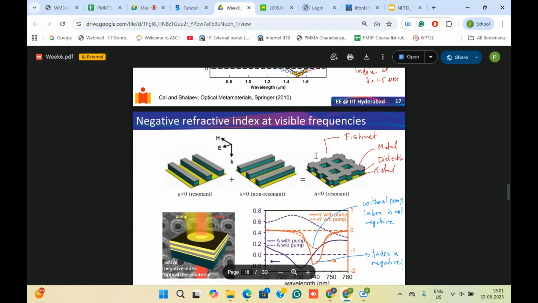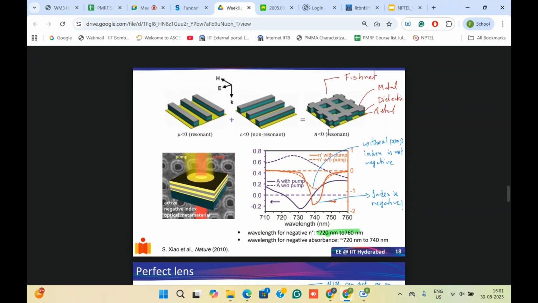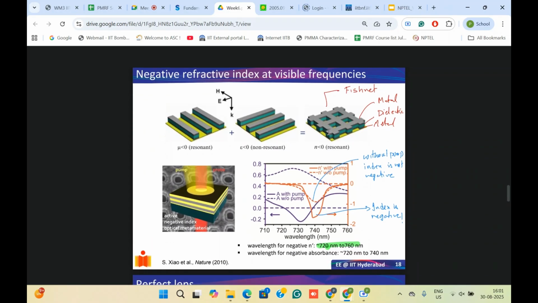So we fabricated the fishnet structure, where we have a metal-dielectric stack, and people got the negative refractive index for the wavelength range between 720 to 760 nanometers. And there are two cases.